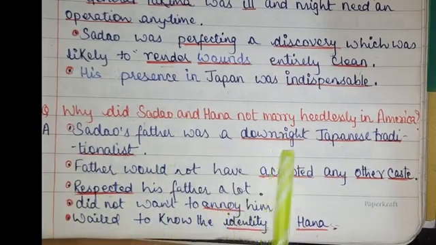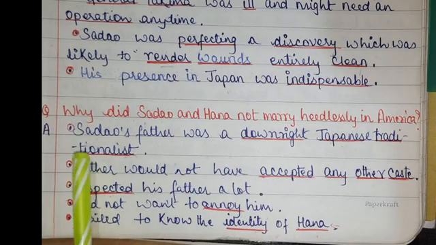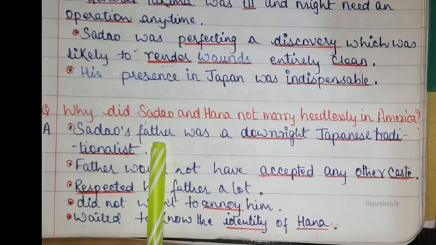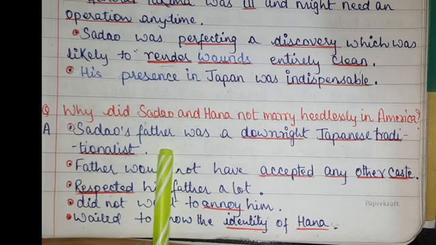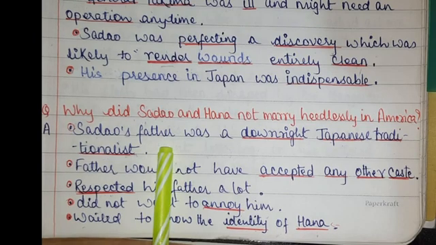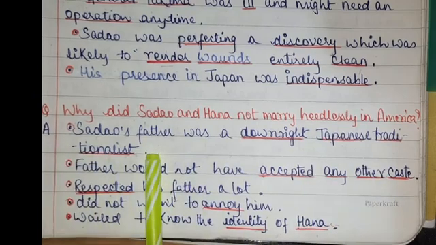Sadao's father was a downright Japanese traditionalist. We have already read in the chapter that Dr. Sadao and his father used to go for an evening walk on the beach of the sea, and the father used to teach him so many things. He used to say that islands are connectors of Japan to the rest of the world, because Japan is an island country and it needs to connect with the rest of the world, otherwise it will be isolated and aloof from the progress of the world. Therefore, he was close to his father.